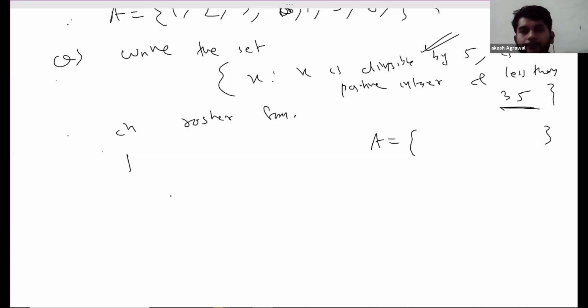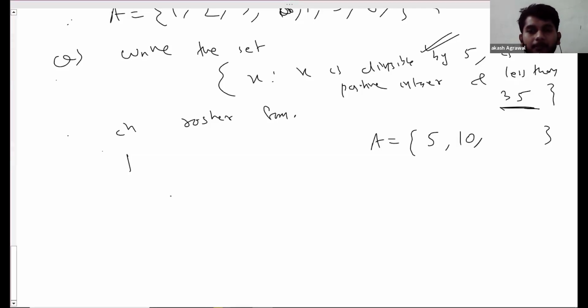Five. Right. 5. Then less than 35. 5 के बाद कौन सा नंबर आएगा? 6, sir. 6 is divisible by 5? No, sir. It's not divisible by 5. Right. So the next number would be 10.